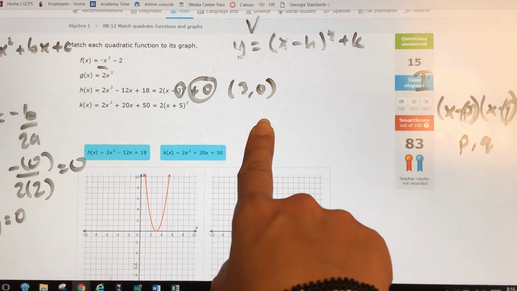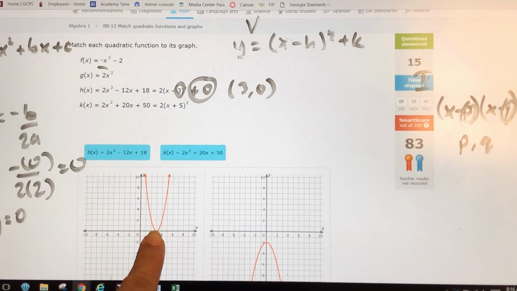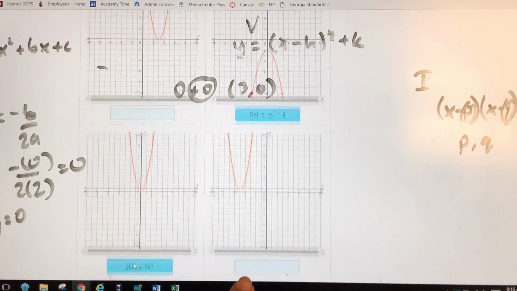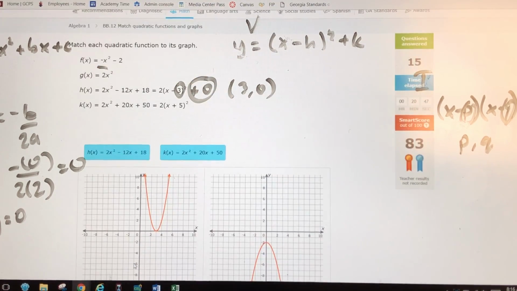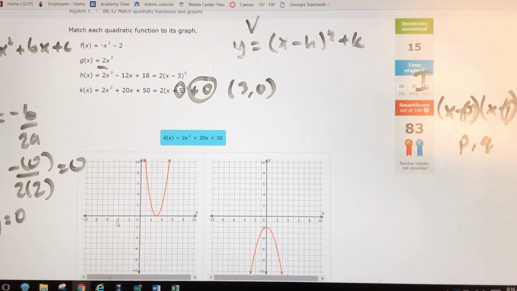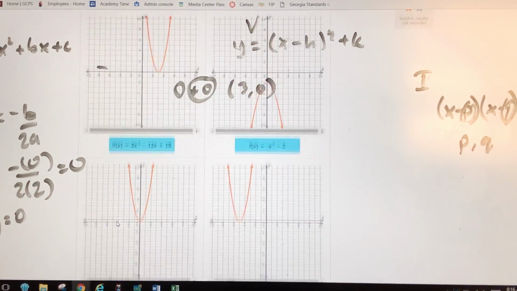Before I even plug in numbers, let me see if I have just one graph at 3, 0. This one is at 3, 0. My vertex is 3, 0. And let me check the other one. This one's not at 3, 0. So I don't even have to plug in any more numbers. I know that that's my vertex. So h of x is that one. And then the one that's left over is going to be my leftover.